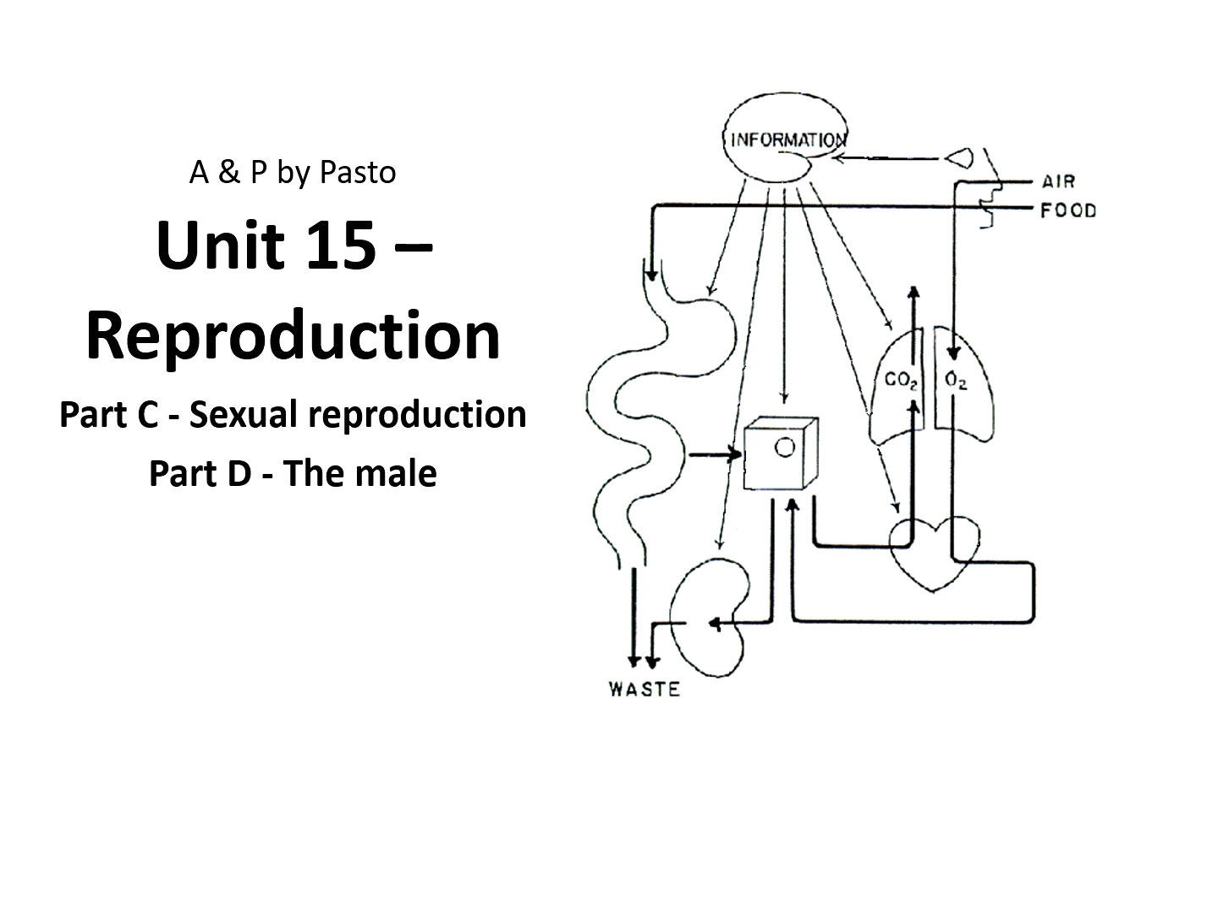Part C deals with an introduction to sexual reproduction, and Part D is a discussion of the male reproductive system. This section includes some general information comparing the male and the female.